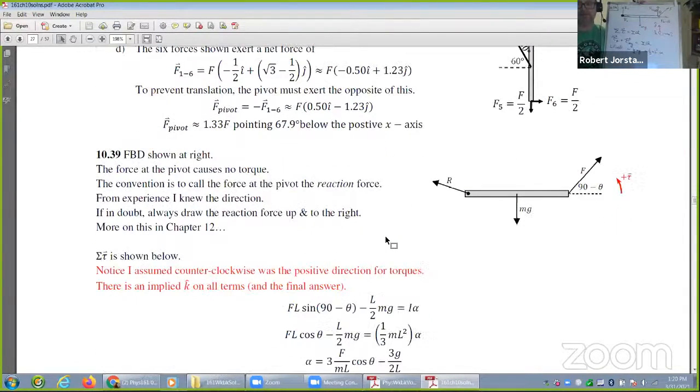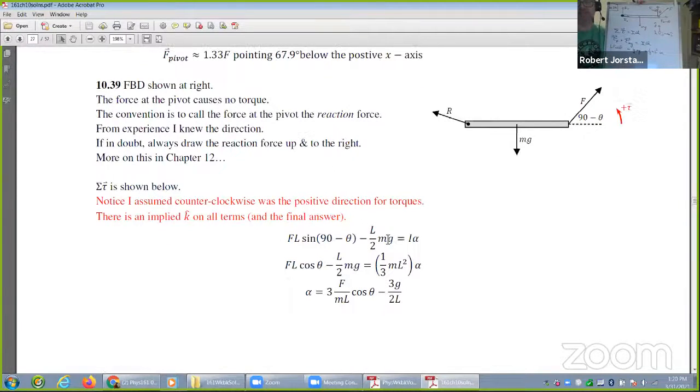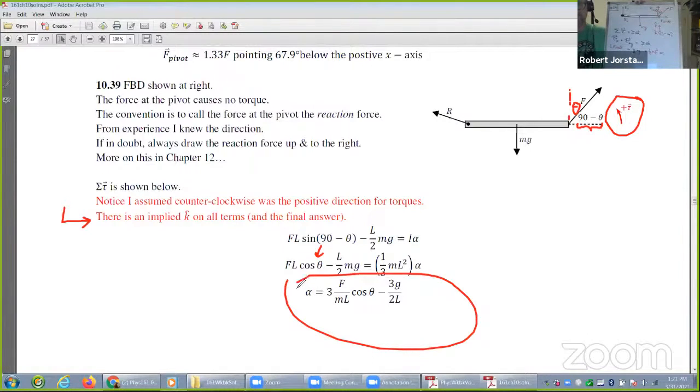Okay, there's that one. Look what I did here. See how I drew my coordinate system? I said this way is a positive torque. If this angle up here is theta, that means this angle down here is 90 minus theta. But I know from trig identity, sine of 90 minus theta is cosine theta. I get the same result. And notice I said there's an implied k-hat on all terms. So you get some big ugly mess. It's not that bad. It's just ugly.